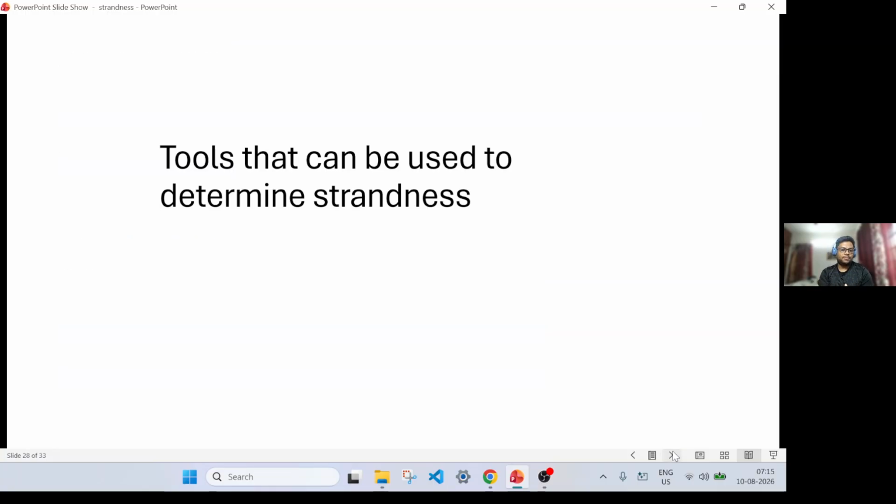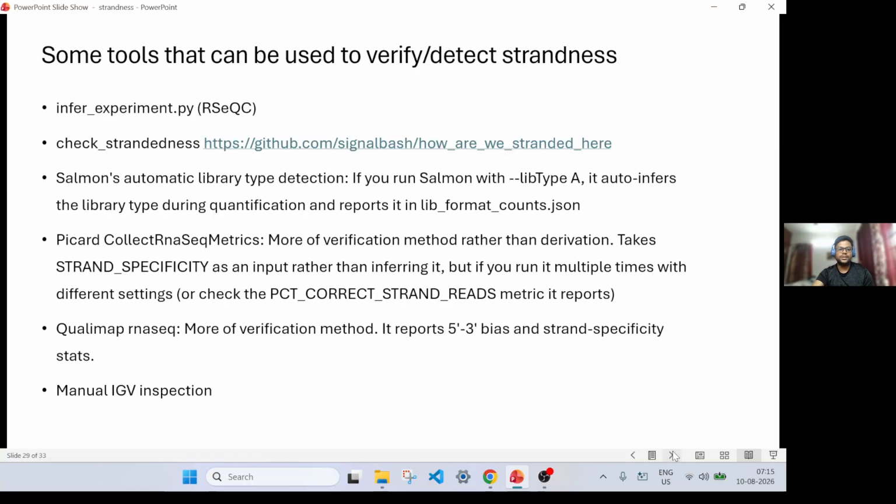Now how can you determine this? That's why there are some tools available. They use the same logic to derive it. I have listed different tools here. One of the most widely used is from RSeQC, this infer-experiment.py. And there is some other tool you can find on GitHub, check_strandedness. And there is also Salmon. If you're using Salmon, it will detect automatically. You can also specify the library type, but whatever you give, it will try to auto-infer, and finally it will give you the output. That way also you can get to know what type it is.